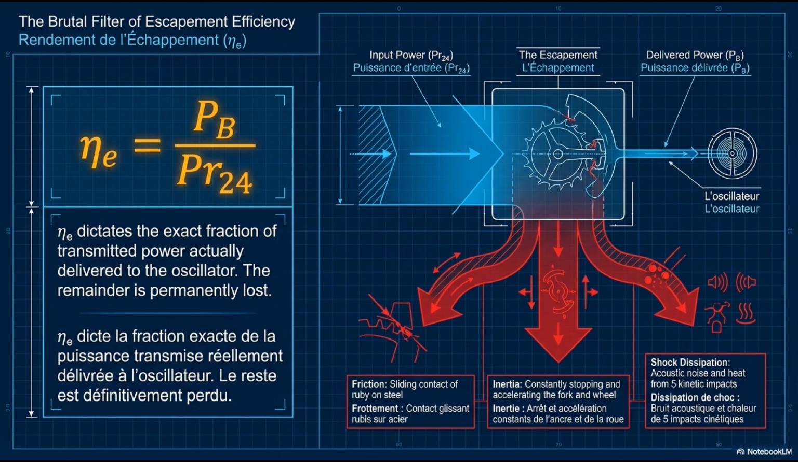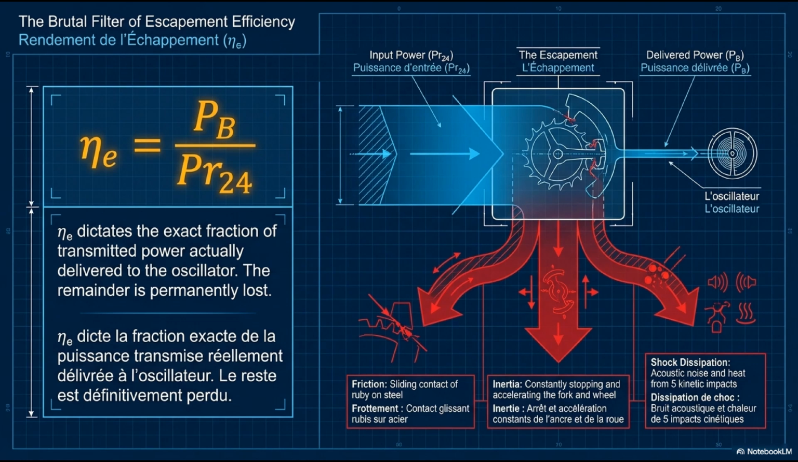Mechanism 2, inertia. Every beat, the pallet fork accelerates from rest to full angular velocity and decelerates back to rest. The escape wheel accelerates through the drop and decelerates on landing. The kinetic energy in these moving parts is partially dissipated in the banking and drop impacts rather than recovered.